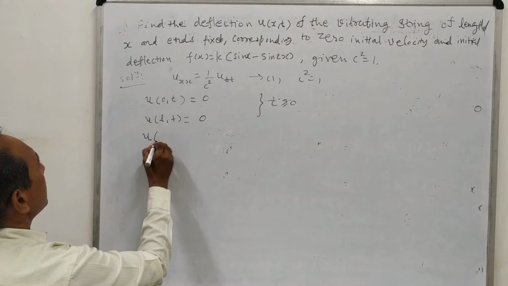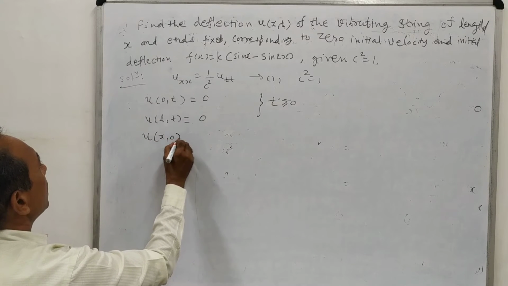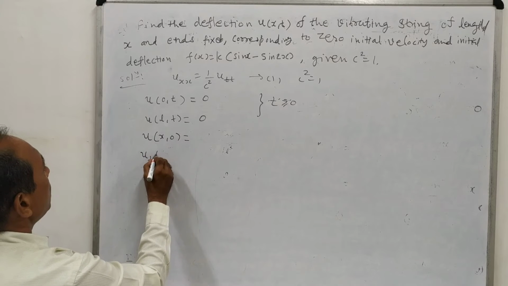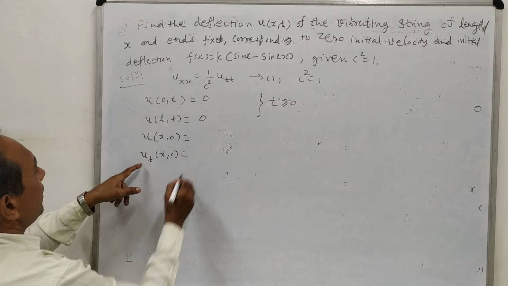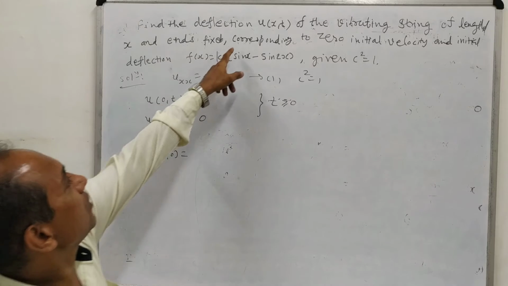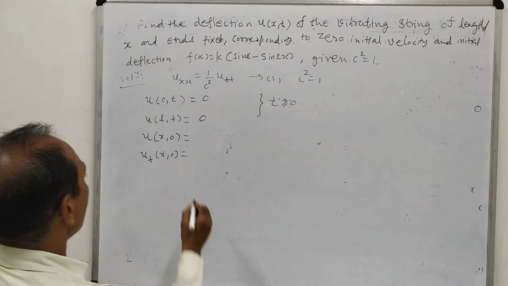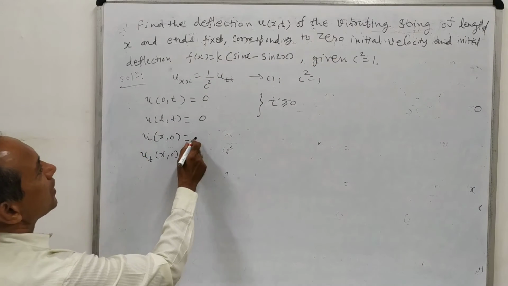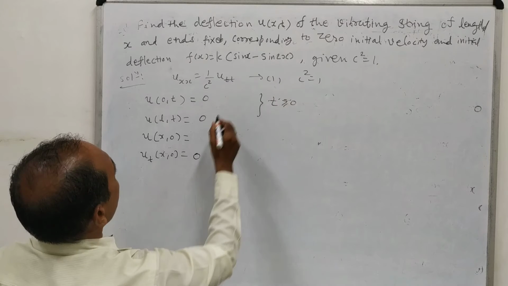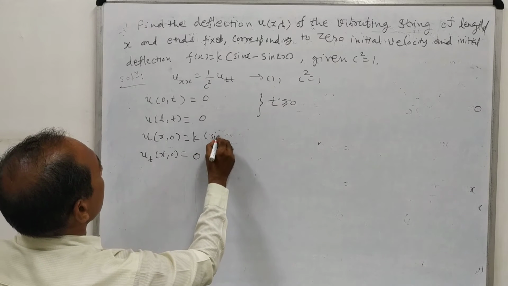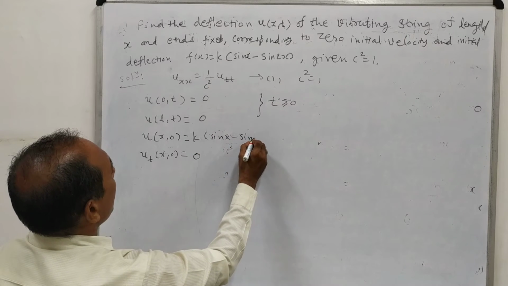And then the third condition is u(x, 0), and the fourth condition is u_t(x, 0), the velocity value. And the velocity is 0, 0 initial velocity. So it is now 0. And u(x, 0), that means this value is given here: k into sine x minus sine 2x.